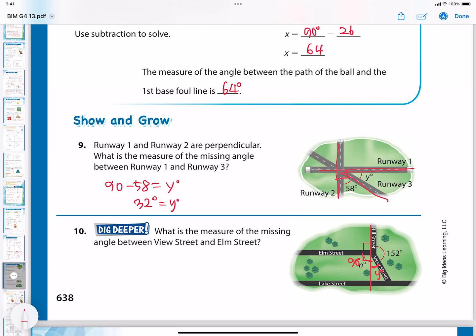Y plus 90 degrees is equal to n degrees. And how do we find this y? You know this one is supplementary, which is 152 plus y has to be 180. So I'm going to do 180 minus 152 first, which is 28 degrees. So y is 28 degrees, and n is equal to 90 plus 28 degrees, which is 118 degrees.